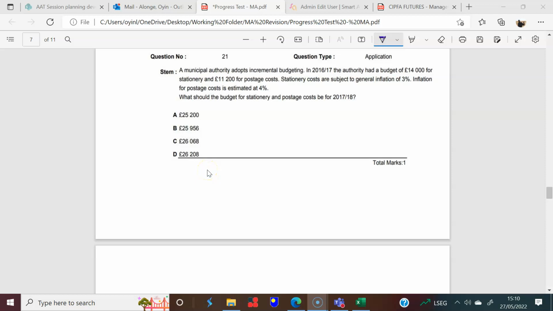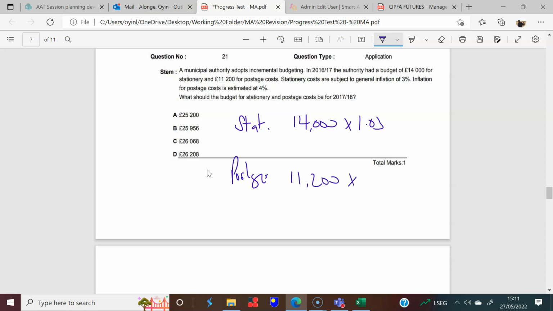Okay, let's get through 21 to 25. So we have a budget here and we are going incremental, which is a nice one, always quite nice. It says stationery and postage. Stationery is a 3% inflation, so your stationery budget is 14,000, and this has increased by inflation. And then you have your postage. Your postage is 11,200, and that is increasing by 4%.